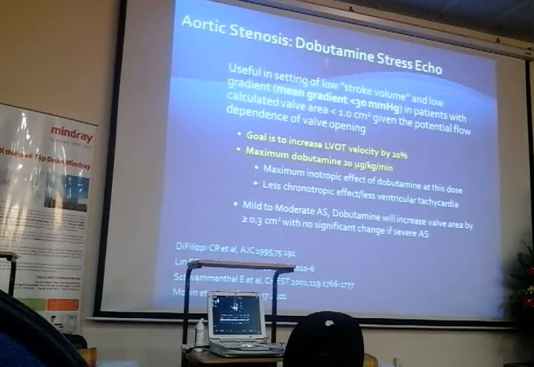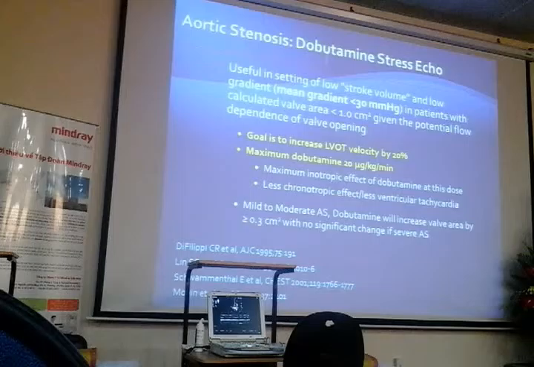And in the setting of having moderate aortic stenosis, the dobutamine will increase the flow across the valve. And if it is moderate aortic stenosis, the valve area will increase and the gradients will stay low.